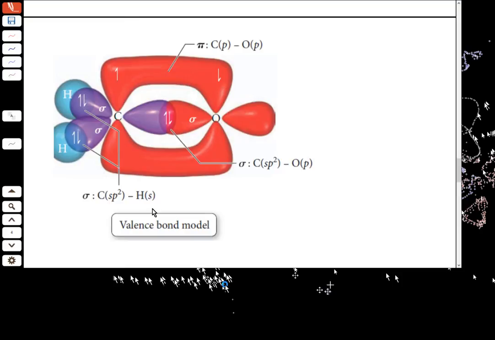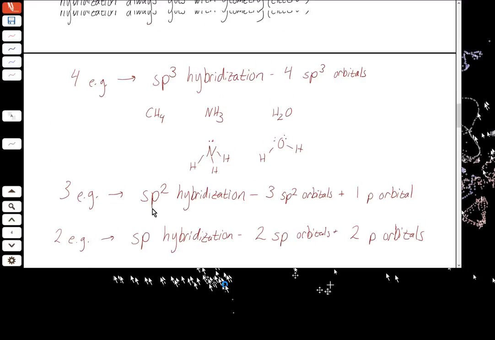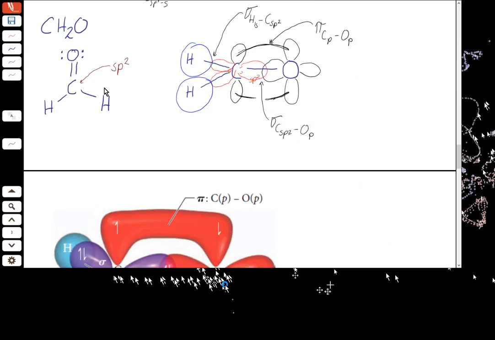So the total number of sigma and pi bonds should be the same as whatever you drew in your Lewis structure. So we draw a Lewis structure like that. We've got 4 bonds. Then our valence bond description should also include 4 bonds. In this case, it's 3 sigma bonds and 1 pi bond. All right.